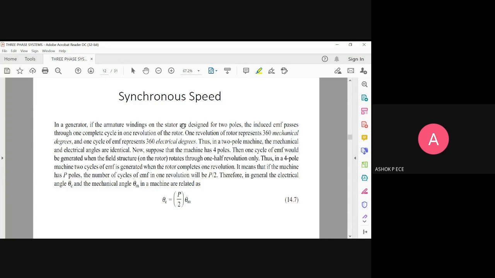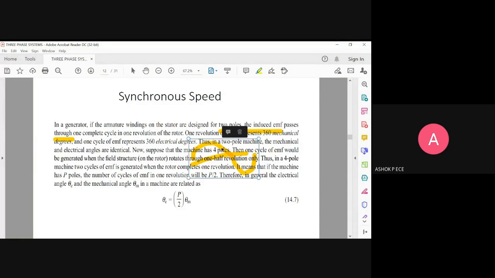One revolution of the rotor means the mechanical side, okay, 360 mechanical degrees. See, actually, there is nothing like a mechanical degree and electrical degree, but to distinguish and say that both are going to be finally the same, you can clearly say what is mechanical degree and what is electrical degree. If the rotor makes one revolution completely, it is 360 mechanical degrees. And if you have one cycle of induced EMF, one sine wave fully covers 360 electrical degrees.